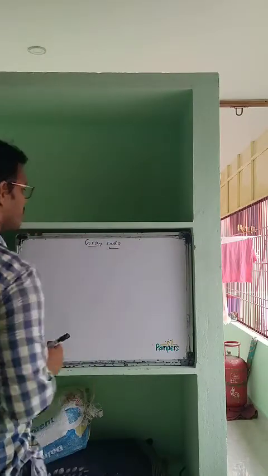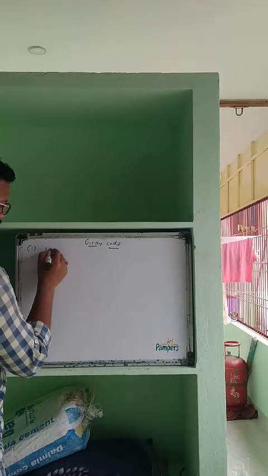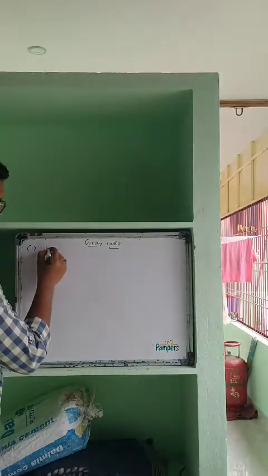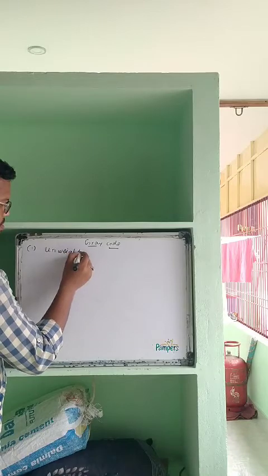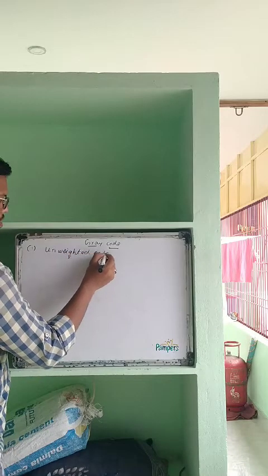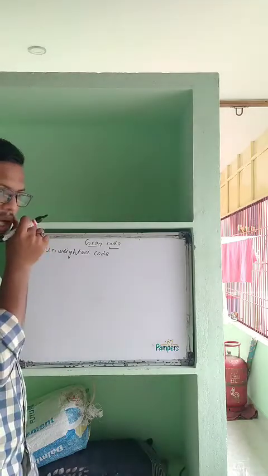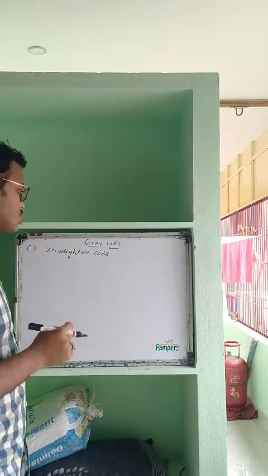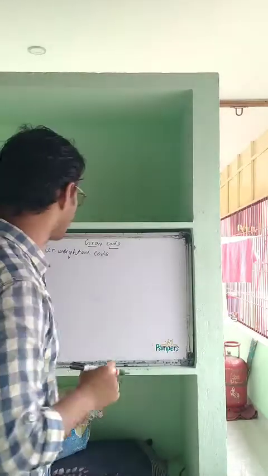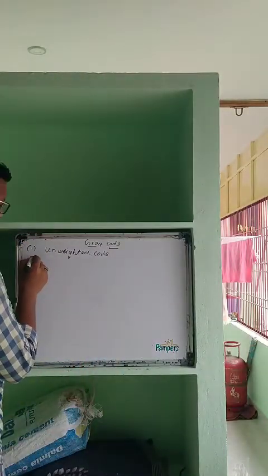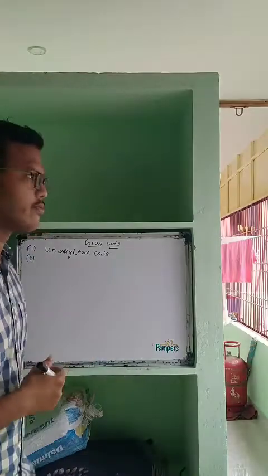Okay. So this gray code is also known as the unweighted code. We can call it unweighted code because there is no weight assigned to the position of the decimal digits. Okay. There are two important points in the gray code.